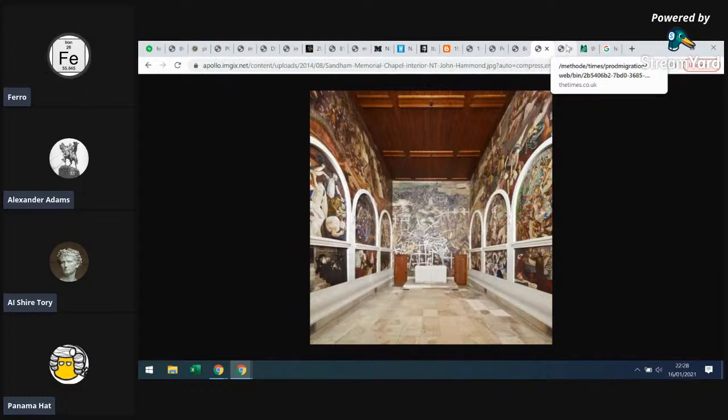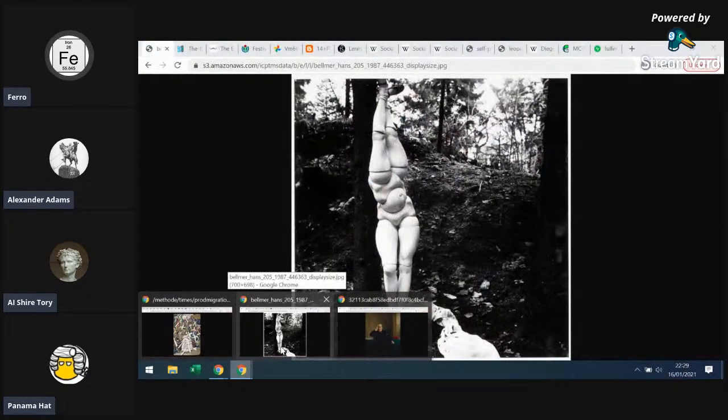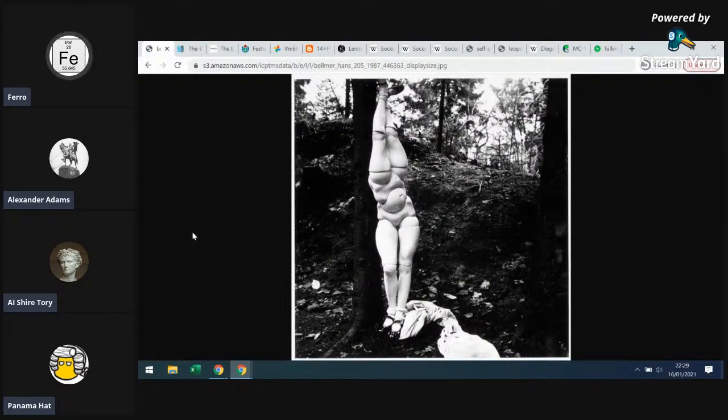I've got the Sandham Memorial Chapel, which is a small chapel which has scenes from World War II in it, but it has some quite beautiful resurrections in it at the same time. But I'm actually going to keep us going. Let's get out of the war and into some post-war, and I've put the Surrealists.